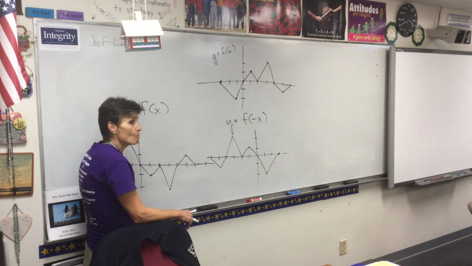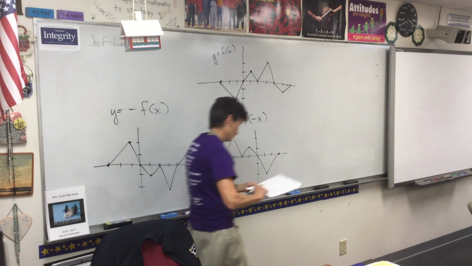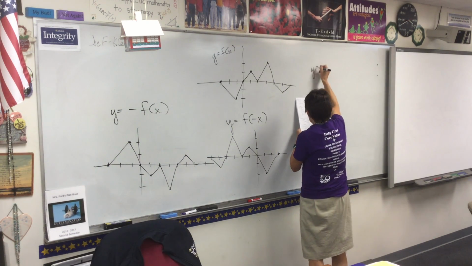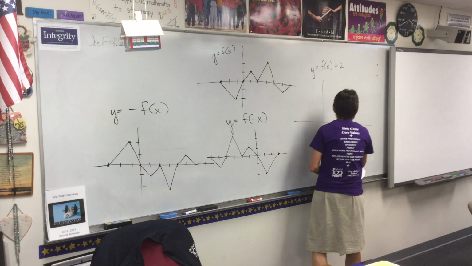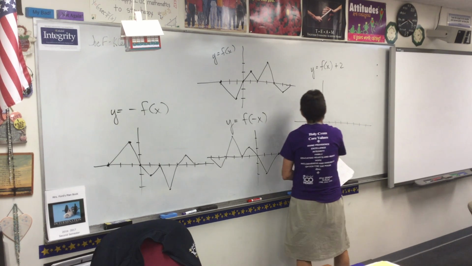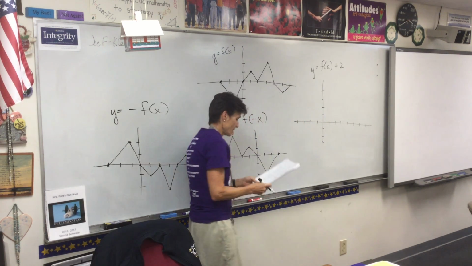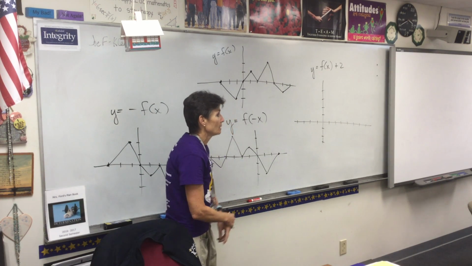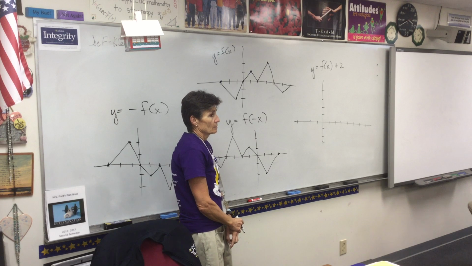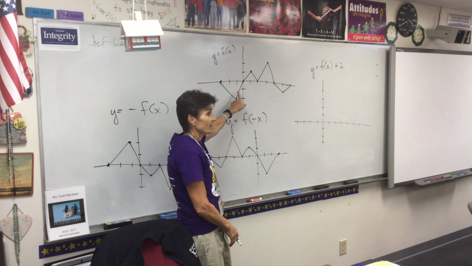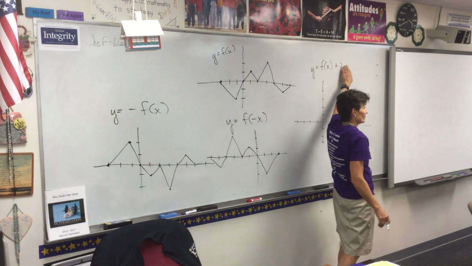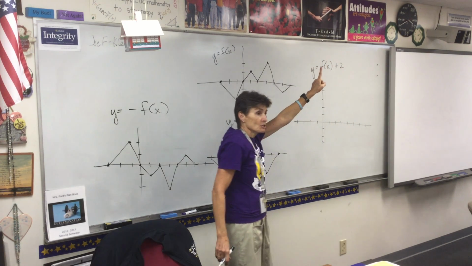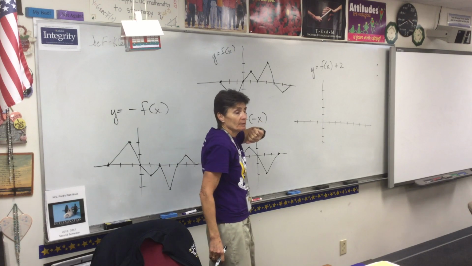Everybody okay with that one? Here we go. Next one says f of x plus 2. Okay, this is f of x right here. So we're going to take that and do something to it. What does the plus 2 in that position do? Up 2. So every point is going up 2.